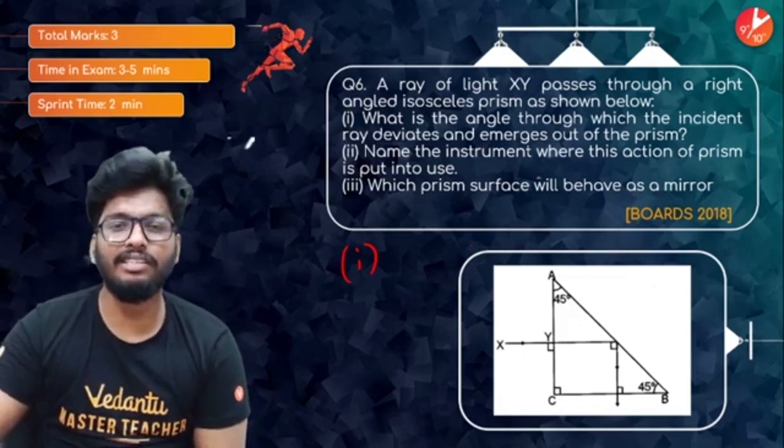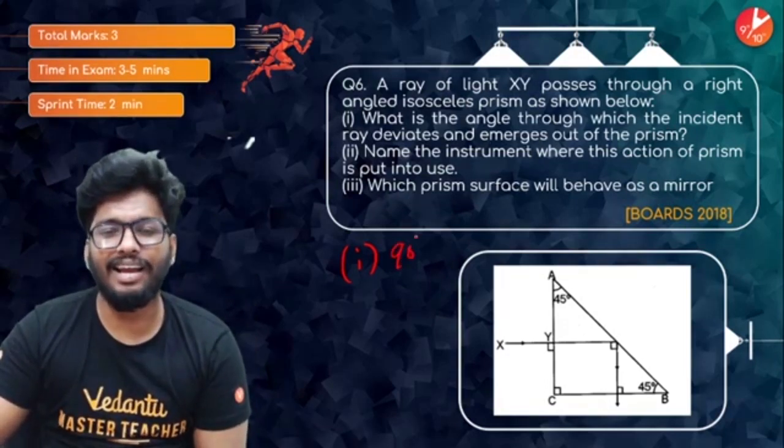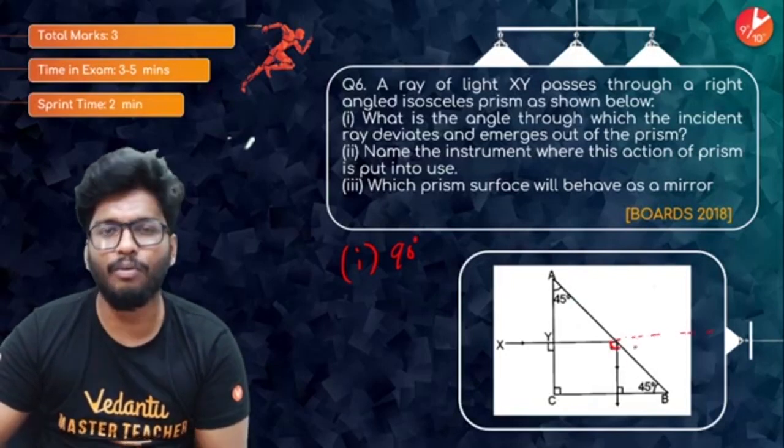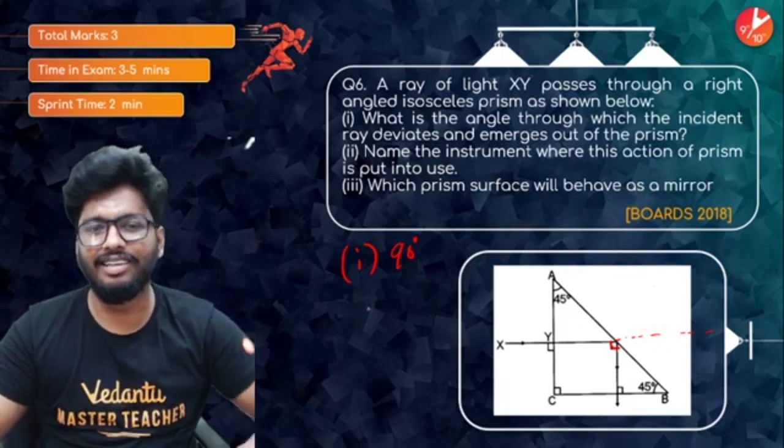angle through which the incident ray deviates? It is deviated by an angle of 90 degrees. You see this? This is the incident ray. This is where the ray was supposed to go. But what happened? It got deviated by an angle of 90 degrees. So that is the answer.